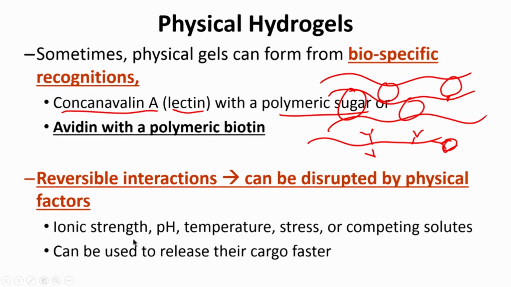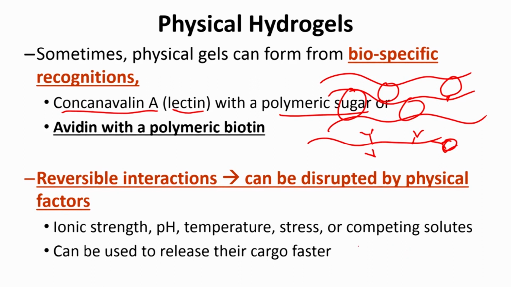So something like ionic strength is one. If there is essentially an ion-ion interaction happening between cation and anion, if you increase the ionic strength, what will happen? The dielectric constant will increase, and by Coulomb's law the dielectric constant is in the denominator. So what will happen is the attraction force will decrease, and that may be sufficient to disrupt this physical hydrogel.